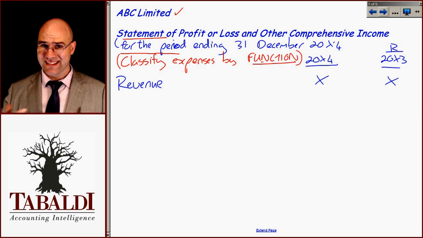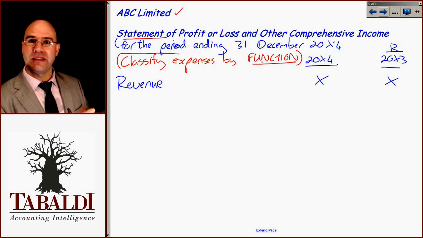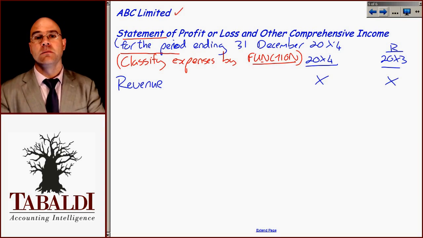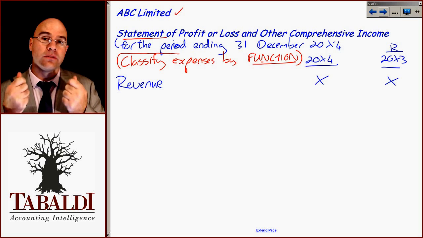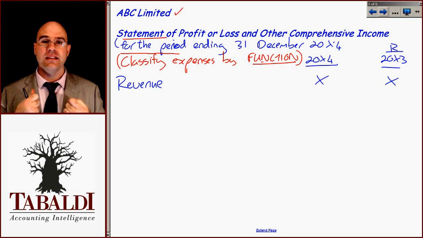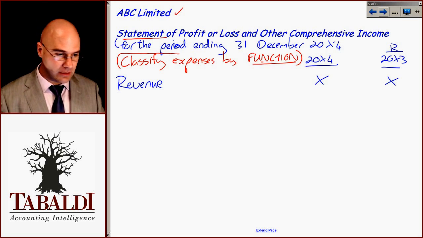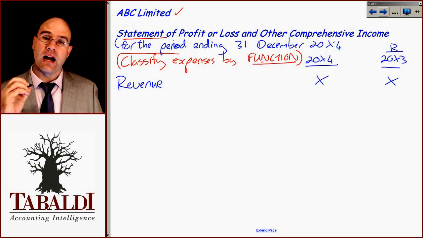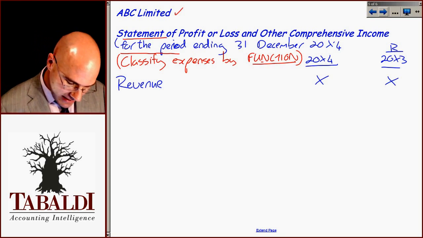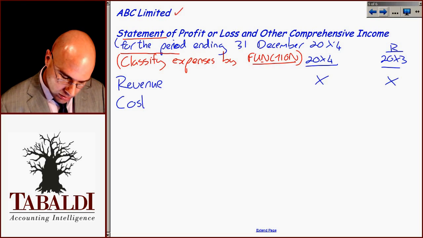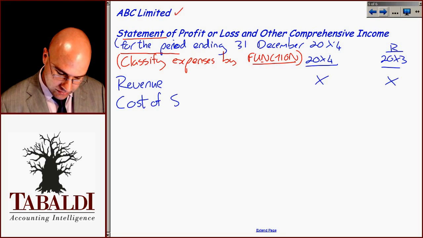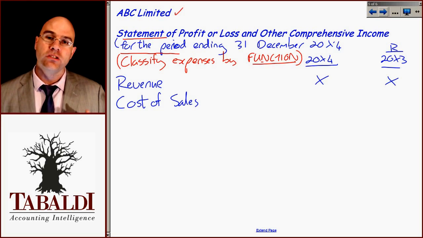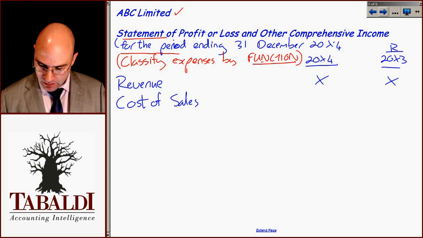My normal operations is selling tables. So the dividends or the profit on sale of shares will be other income, while income from selling tables will be classified as revenue. Okay, top of the statement. Then what's important, if we're classifying our expenses by function, we must have this next line item called cost of sales. Those are the sales costs or costs directly related to selling my tables.